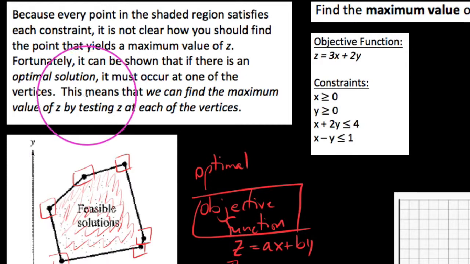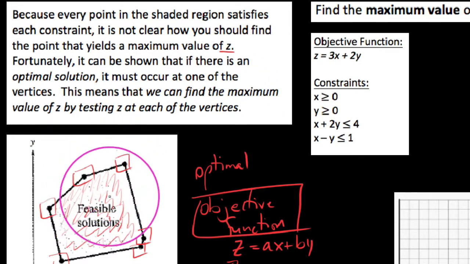But again, I can make you a promise. Because every point in the shaded region satisfies each constraint in the system, it's not clear how we would find the point that yields the maximum value of our objective function z. But what I can tell you is this: it can be shown that if there is an optimal solution that would make our objective function as big or as small as possible, it has to happen at one of these vertices of the feasible region. So it means we can find a maximum value of z.